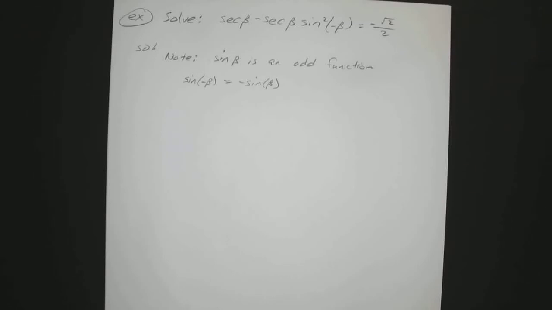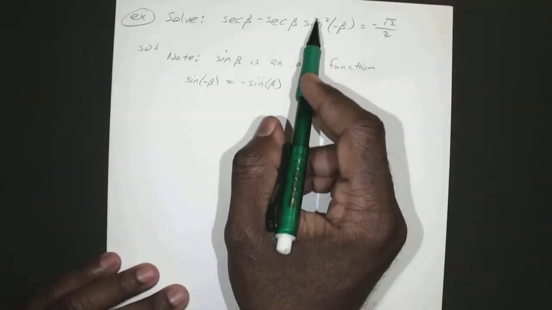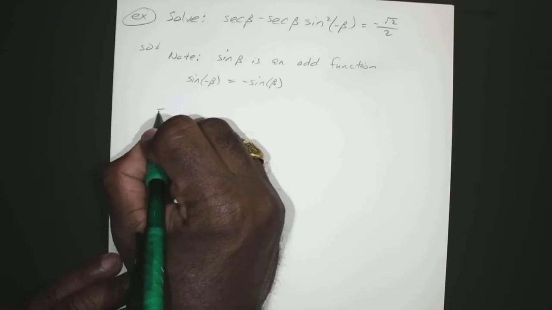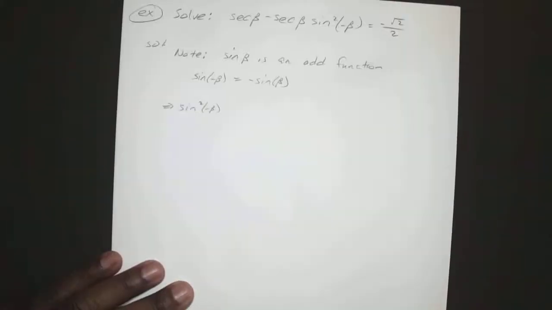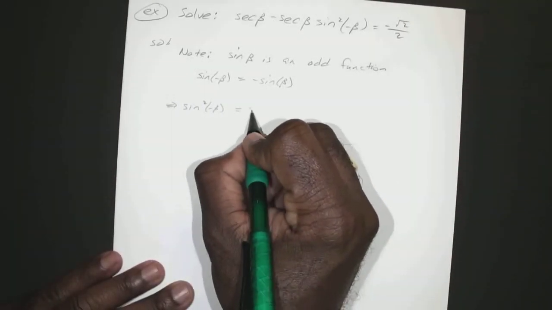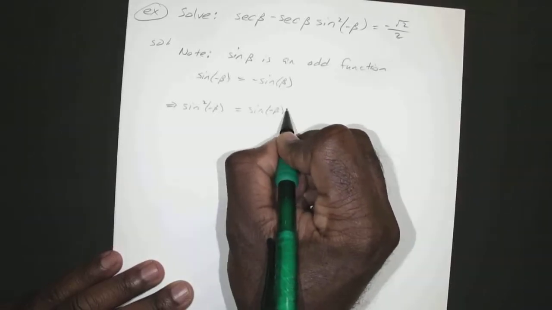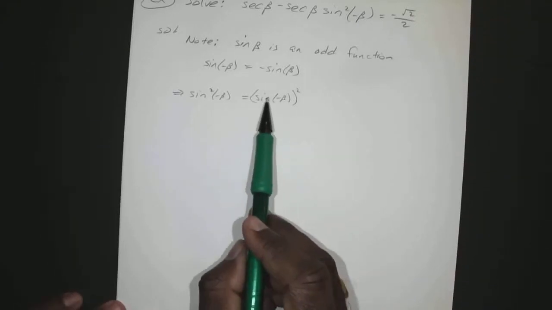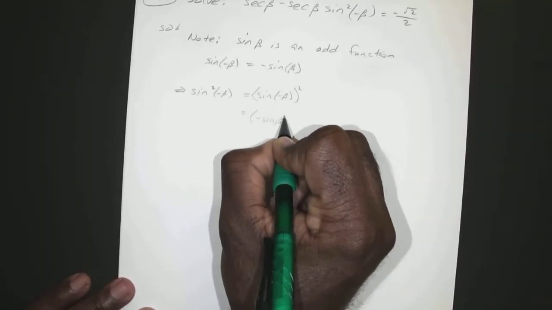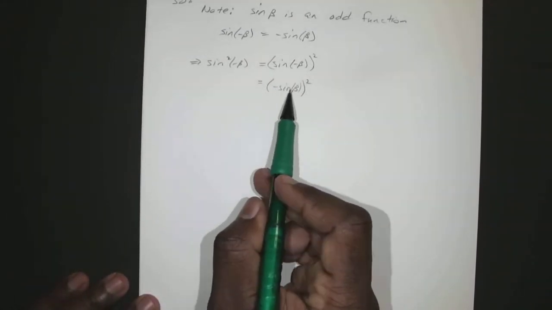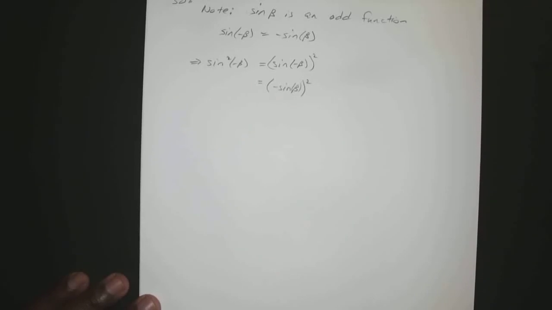Okay. Now the only thing is, this is squared. So our sine squared of negative beta, remember, that's just sine of negative beta squared. And remember, sine of negative beta is just the negative brought out to the front. So that's negative sine of beta squared. And you have a negative squared, it's still going to come out to be sine squared of beta.